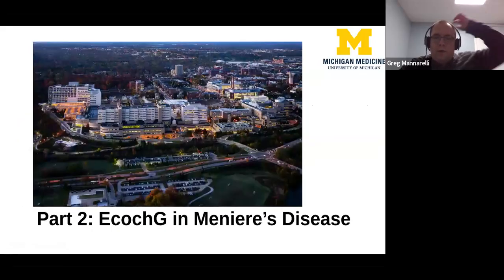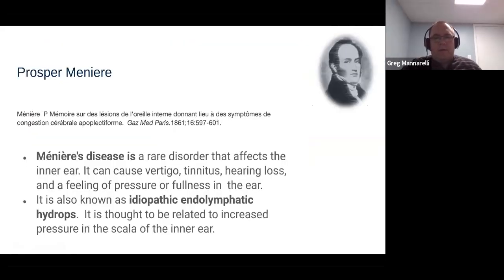on. And so the first disorder that we're going to look at this in is Meniere's disease. This is not a whole talk on Meniere's disease, but this was the disorder described by Dr. Meniere, a French physician, many years ago, and it's a rare disorder that affects the inner ear. It can cause vertigo, tinnitus, hearing loss, and feelings of pressure or fullness in the ear. It's also known as idiopathic endolymphatic hydrops because it's thought to be related to increased pressures in the scala of the inner ear.